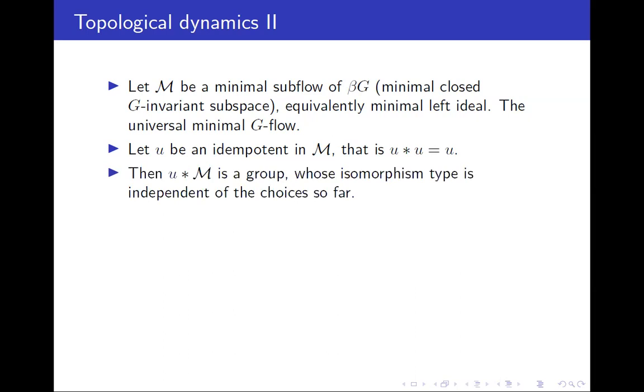Then U star M with the operation star is a subgroup. It's a group, therefore a subgroup of the semigroup. M is also a semigroup under star, but U star M is a group, typically studied first as an abstract group. As an abstract group, its isomorphism type is independent of the choices of M and of U.